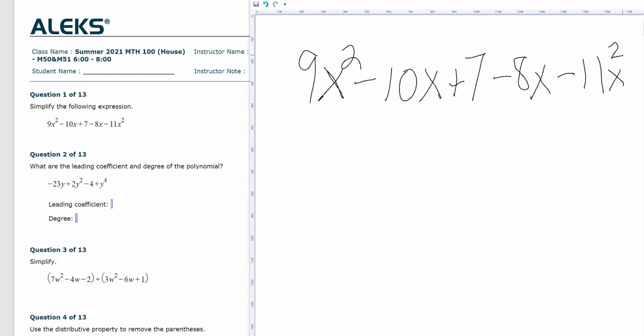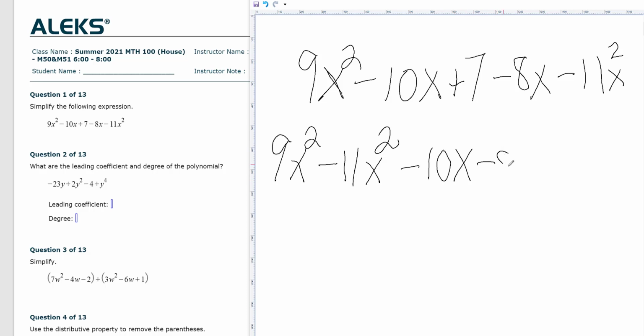So what we want to do here is combine the like terms, and like terms have to have the same variables with the same exponents. So I'm going to just rewrite it using the commutative property first. I'm going to bring the minus 11x squared over here with the x squared. I'm going to write the minus 10x and the minus 8x together, and then the plus 7. Now notice when I moved the terms around, I was careful to keep the sign with the term.